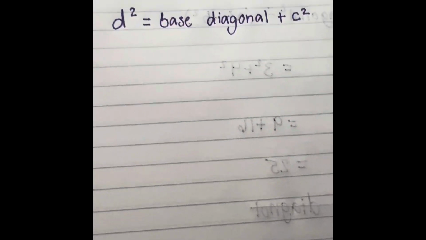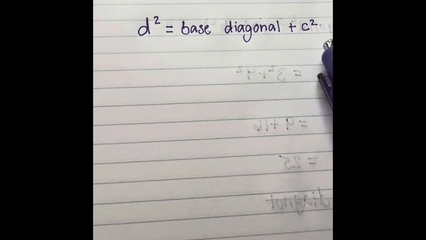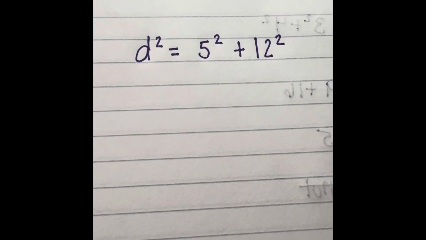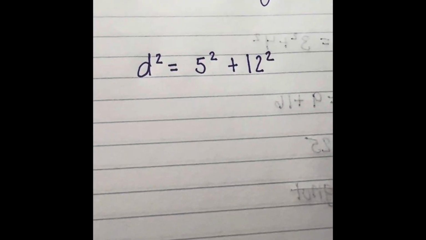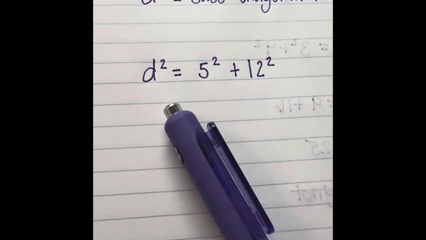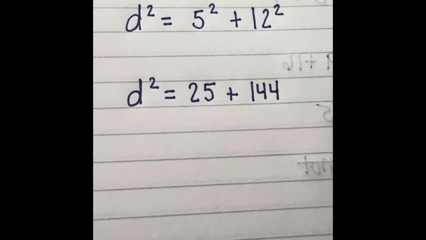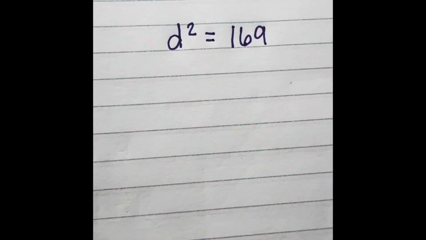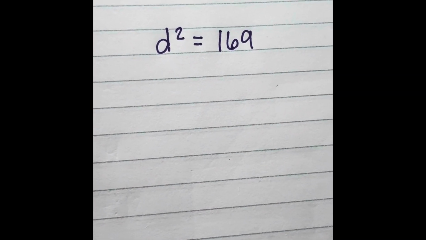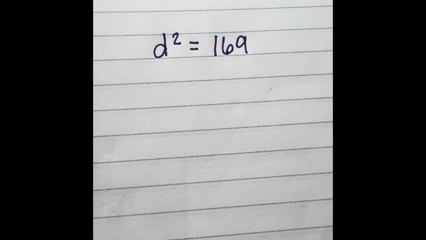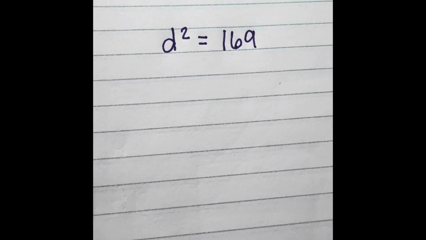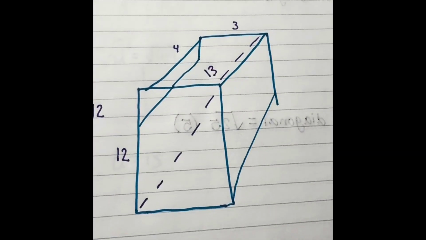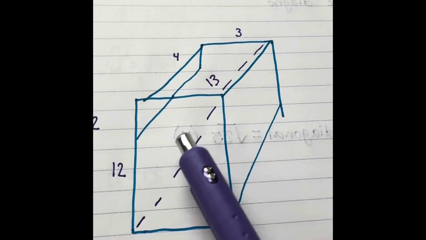Now we are going to use our base diagonal and our height squared to find d squared. Now that we have plugged in our base diagonal and our height, we are going to find these two numbers squared. Now that we have found these two numbers squared, we're going to add these two together. D squared is equal to 169. However, we will have to take the square root of both of these to find D. After we take the square root of both, we have D equals 13. This means from this angle to this angle is 13.